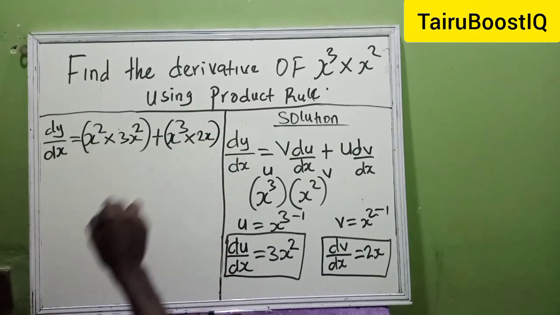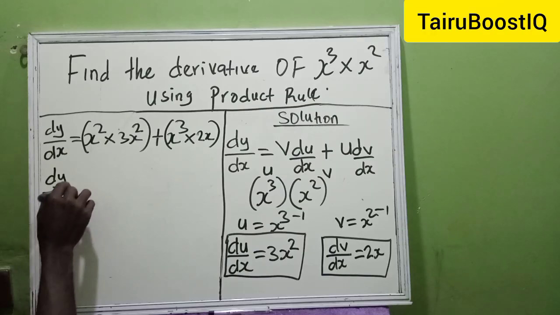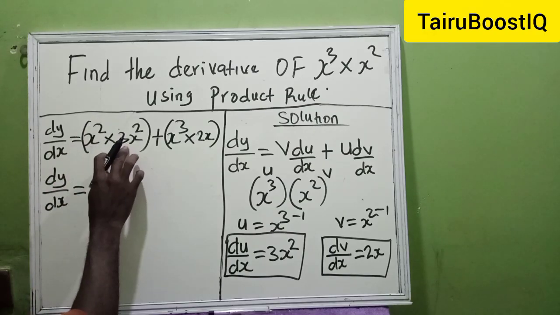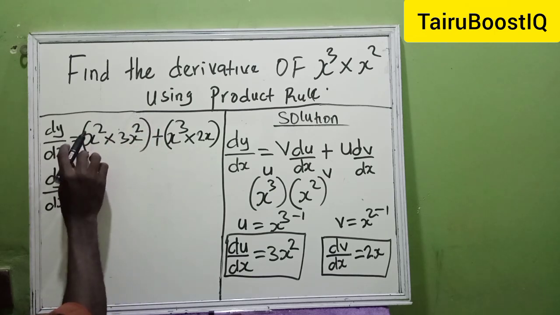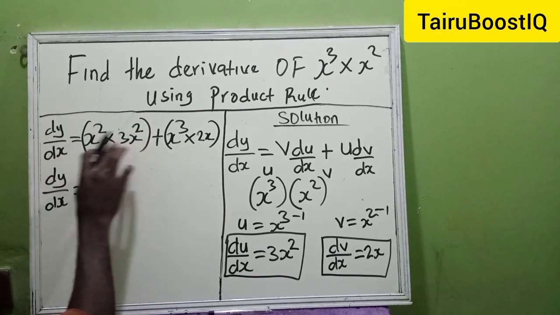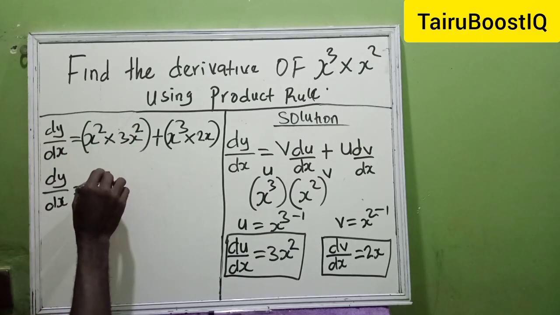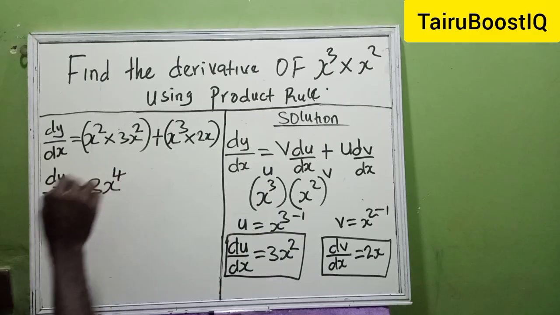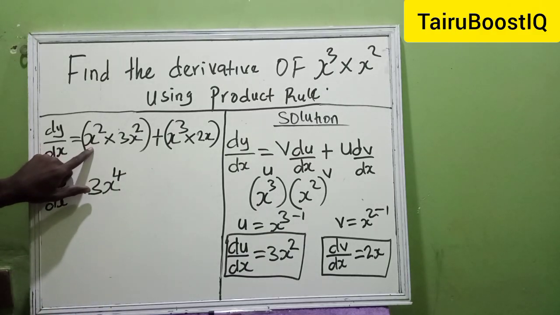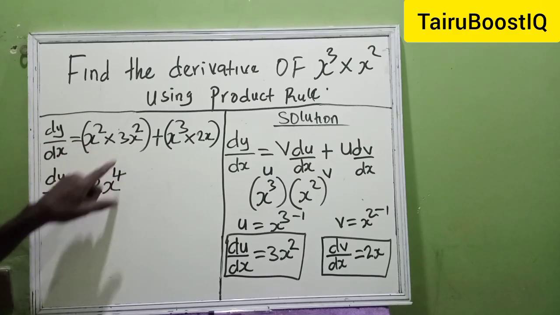dv/dx is 2x. Now, our dy/dx is equals to x raised to power 2 times 3x squared. It's the same thing as saying 1 times 3 is 3. And according to law of indices, if the bases are the same, you add the power. So it will now become 3x raised to power 4. Why? Because we have 1 of this x squared here, and we have 3 of x squared here. When you times them, we are going to have 3x to the power 4.